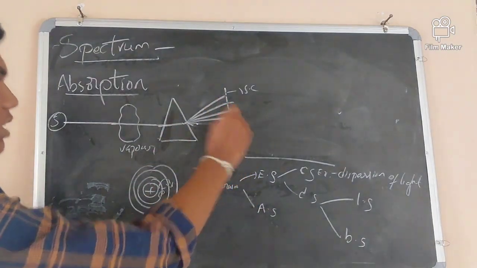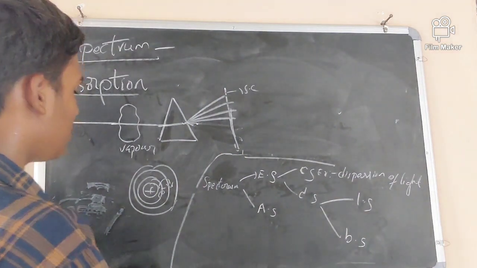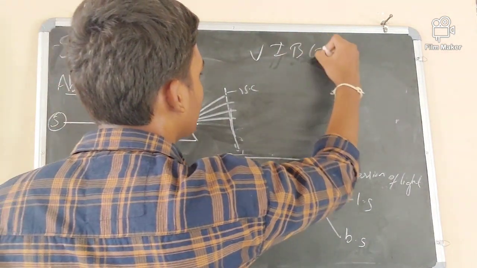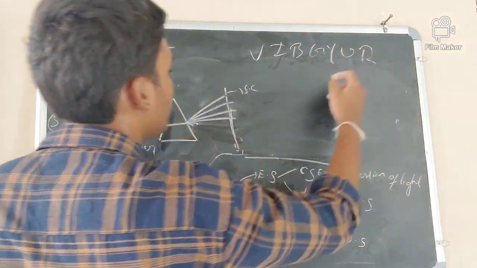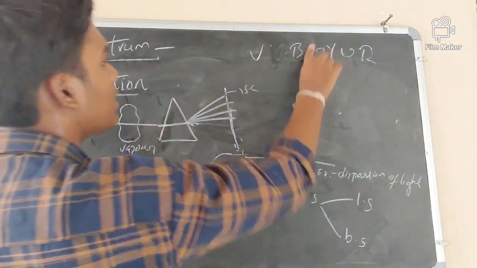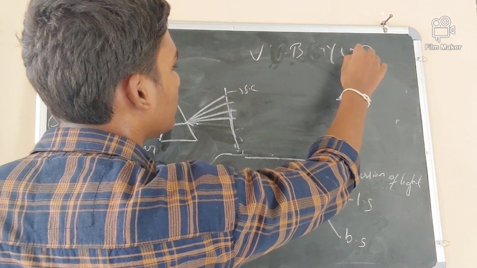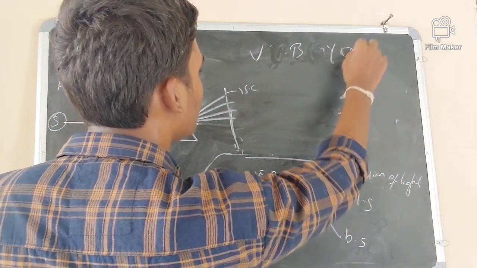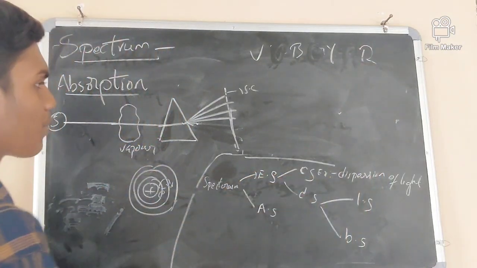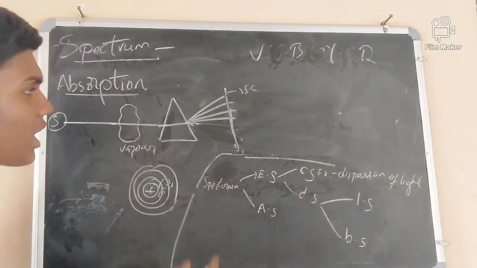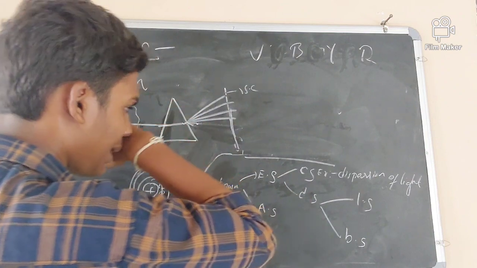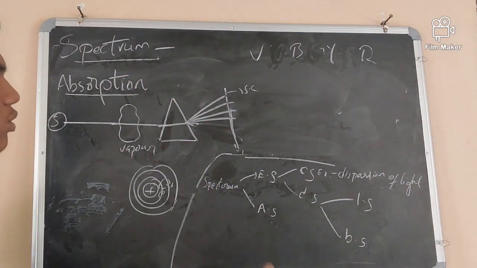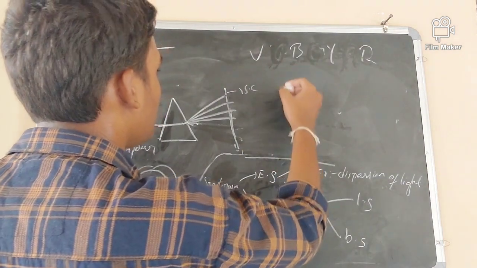Now how does the spectrum look like? See, we have VIBGYOR colors, right? Let us take for example Indigo color is absorbed, Green color is absorbed, and Orange color is absorbed. Now how does the spectrum look? See, the spectrum has dark lines on the bright background.